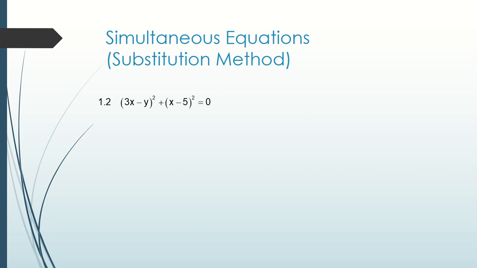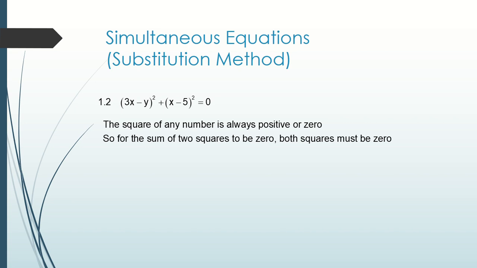So if you look at this equation, it is telling us that 3x minus y all squared plus x minus 5 all squared is equal to 0. But how come? How is that possible? The square of any number is always positive or 0. So for the sum of two squares to be 0, both squares must be 0.